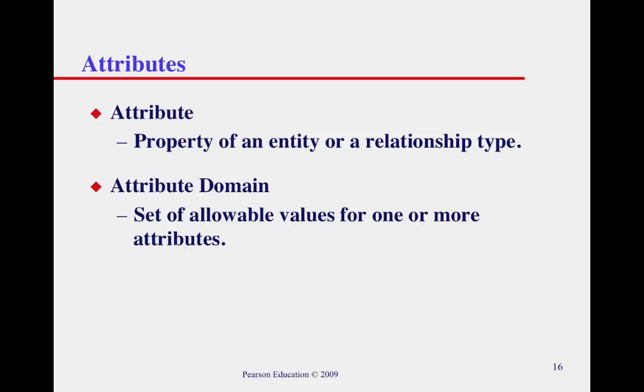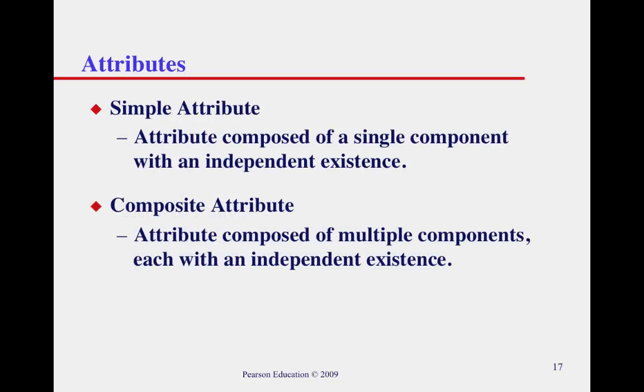Other questions? Okay, attributes. We've beaten them to death. A property of an entity. It could also be a property of a relationship type. That's important. Relationships themselves may have properties. And obviously the attribute domain, we've beaten that, a set of allowable values for an attribute. Now some things we haven't quite as carefully delineated.